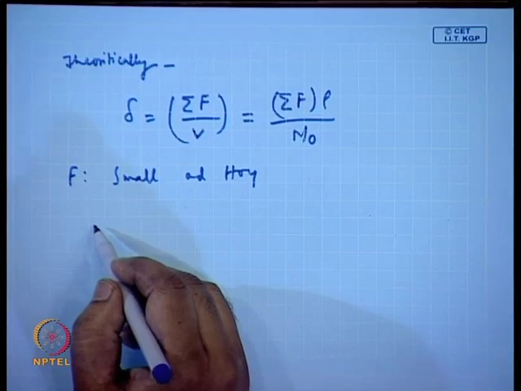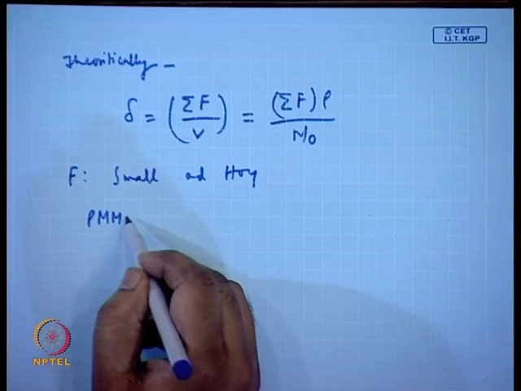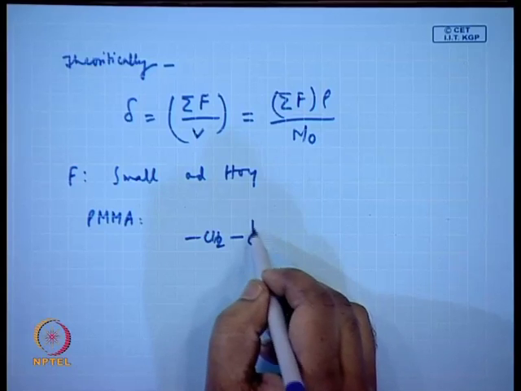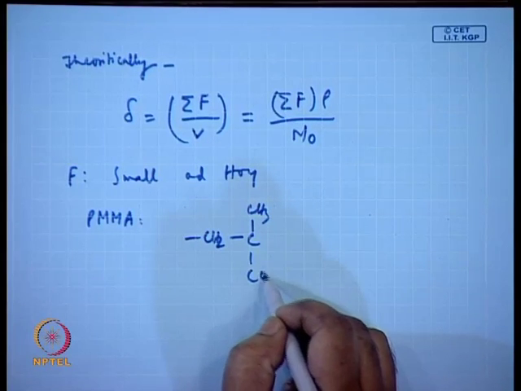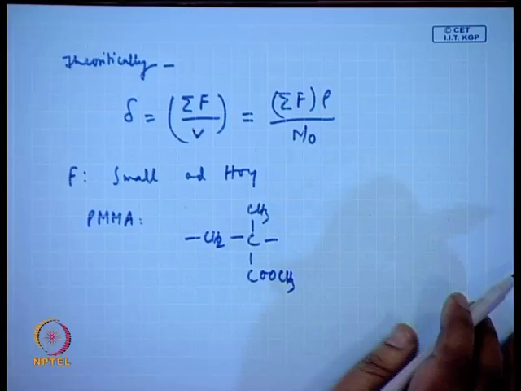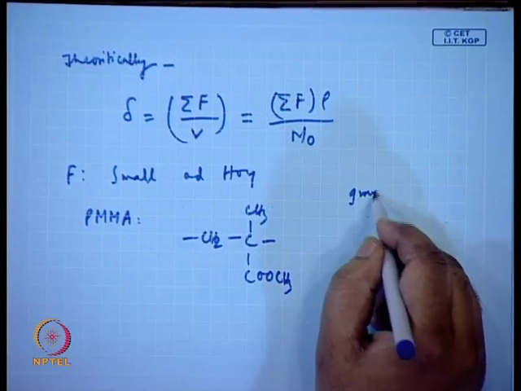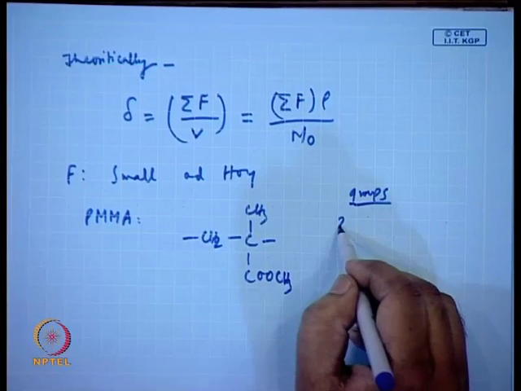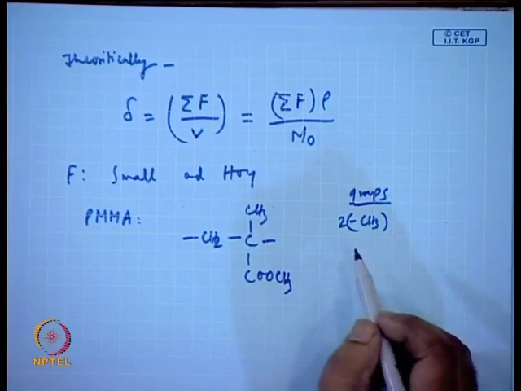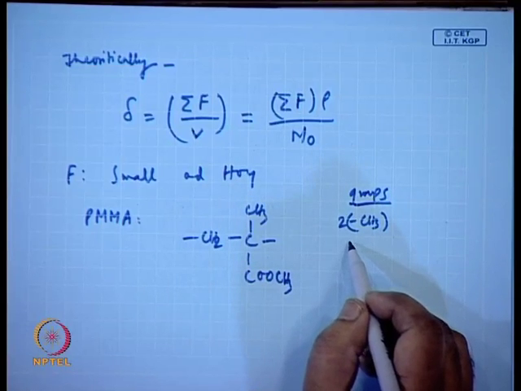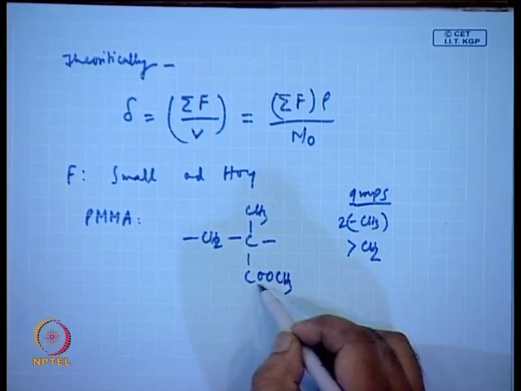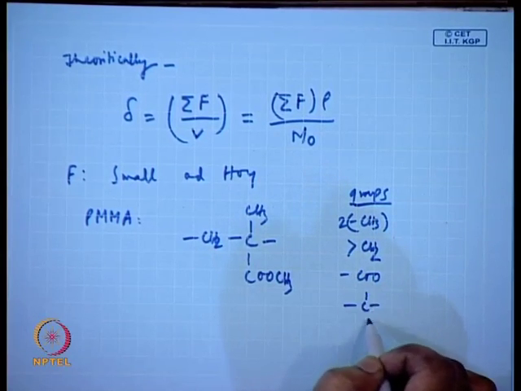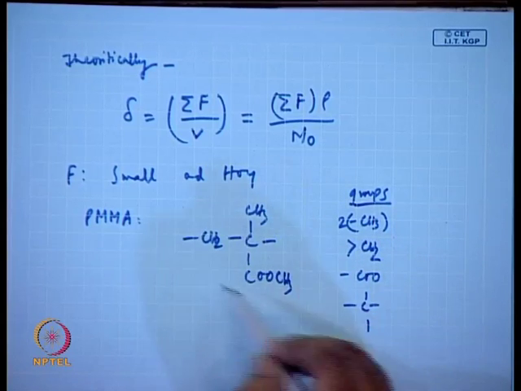Let us look at one example. Say we take PMMA, polymethyl methacrylate, the structure of which, as you know, is this. So, how many groups does it have? You have to count groups. There are two CH3 groups, one CH2 group, one CO group, and one quaternary carbon. So, these are the groups in this polymer.